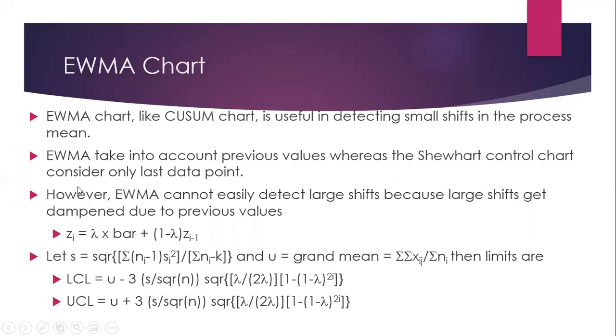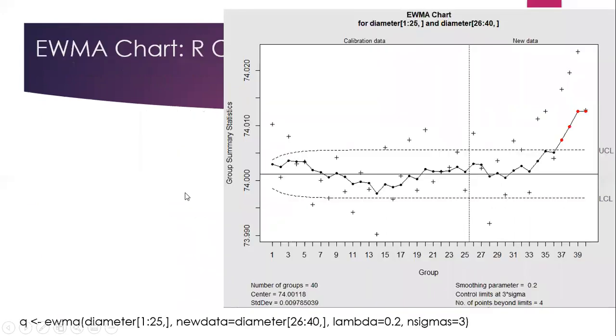What is the disadvantage? This chart cannot easily detect large shifts because large shifts get dampened due to incorporation of previous values. This is the formula for exponentially weighted moving average, and we can get upper and lower control limits. This is the illustration of the exponentially weighted moving average chart. We can see there is a shift in mean towards the end of the data.